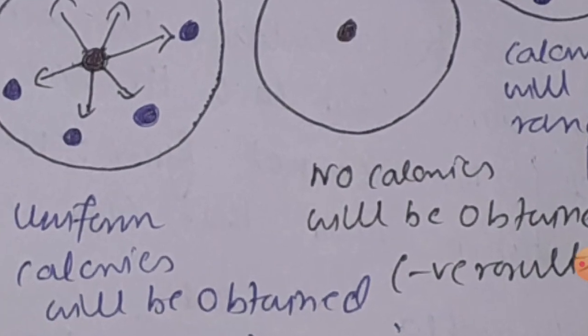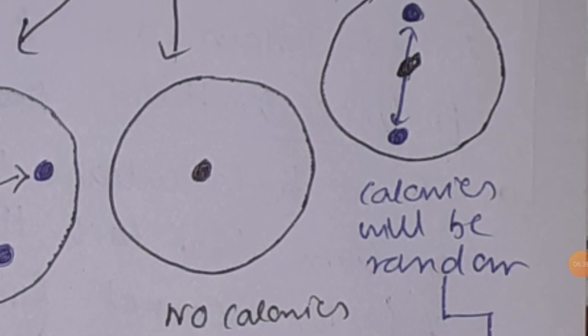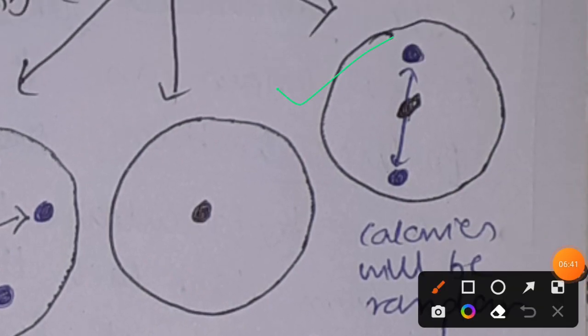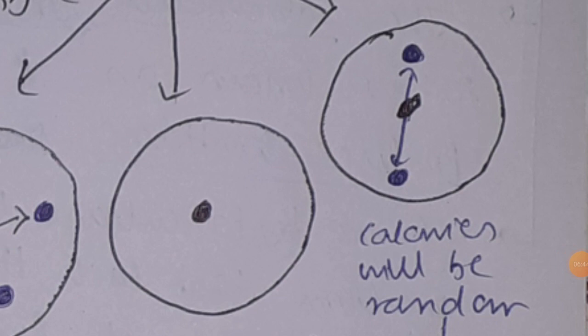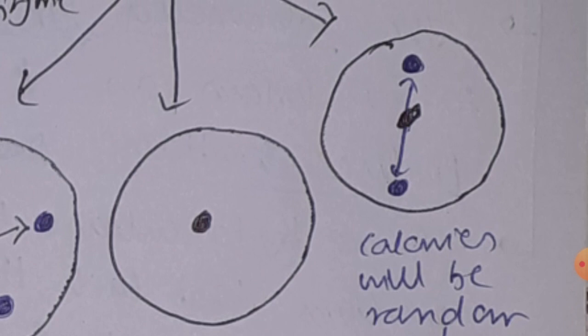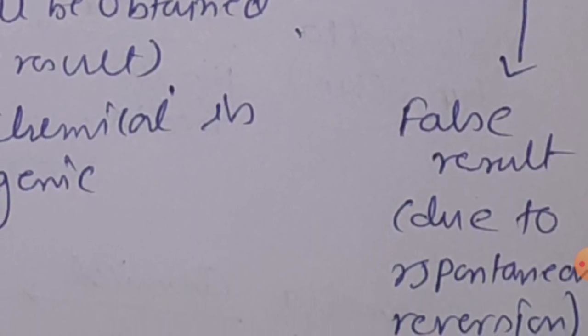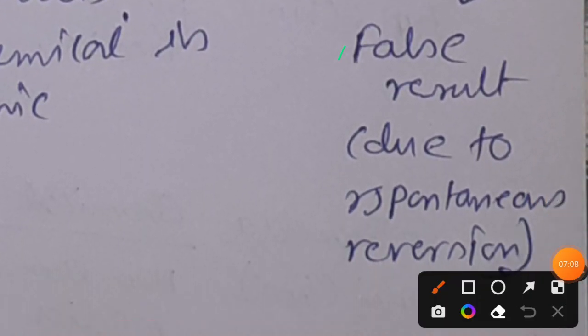Although you will not get that kind of situation in reality, instead you will get this kind of situation, possibility number 3, where you will get some colonies randomly, not uniformly. This is due to spontaneous reversion, because bacteria also have the ability to undergo spontaneous mutation. That is why there can be a possibility you will get some colonies randomly, and this is considered a false result, solely due to spontaneous reversion.